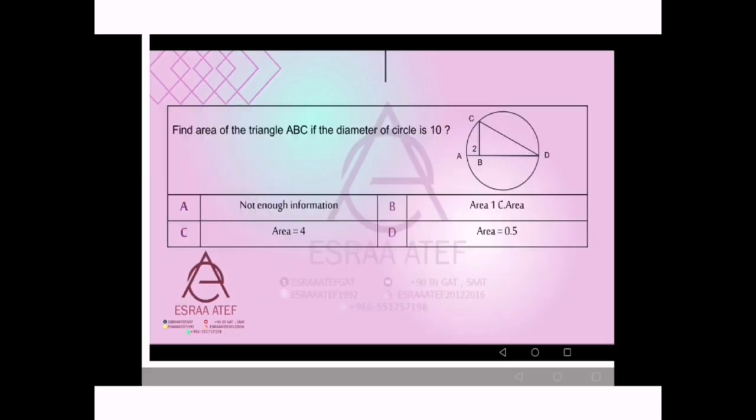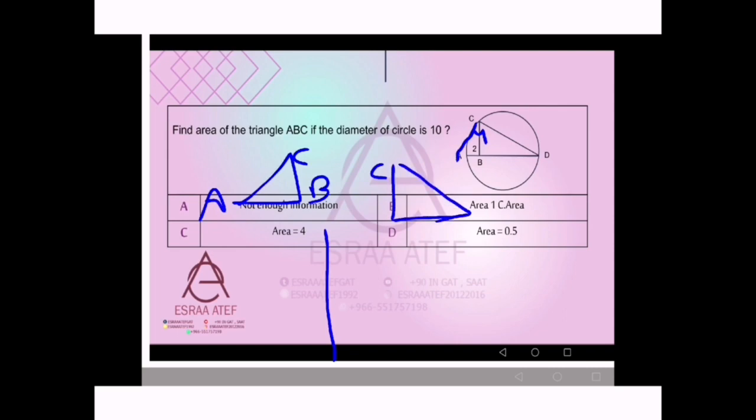Okay, here in this problem, I said before that it's 4 here. How can we get it? We have three triangles. We have ACB, which is the first triangle, the second triangle, which is CBD, and the third triangle, which is all of it, which is ACD.